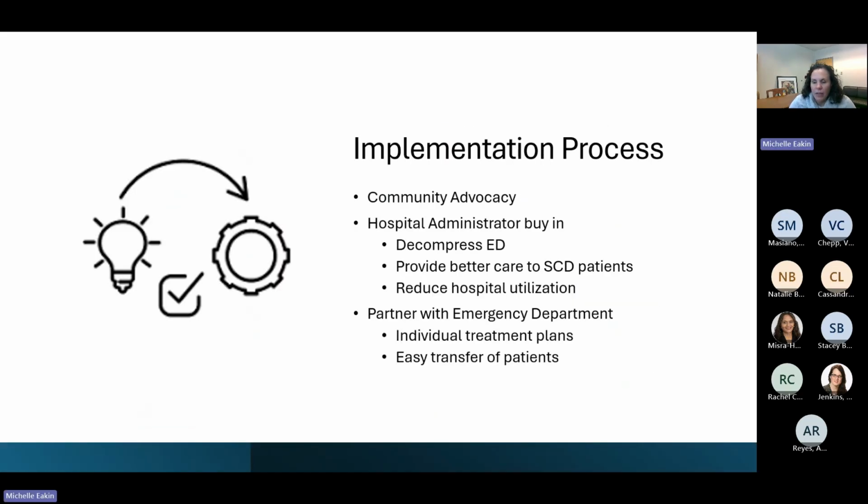And we found that this process really was necessary to be a partnership. As I mentioned, the community advocate was really critical to creating hospital administrator buy-in. We have said over and over to our community partners that the hospital doesn't want to listen. They have enough doctors knocking on their door asking for more money.